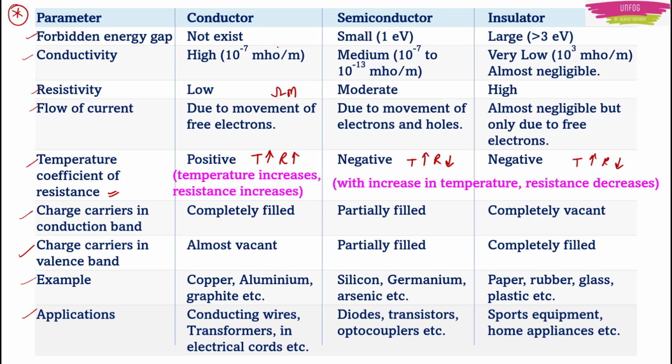About flow of current, in a conductor current flows only due to movement of free electrons. In semiconductors, it is due to movement of electrons and holes, which we will talk about. We have not talked about semiconductors yet, so we will cover this point later.